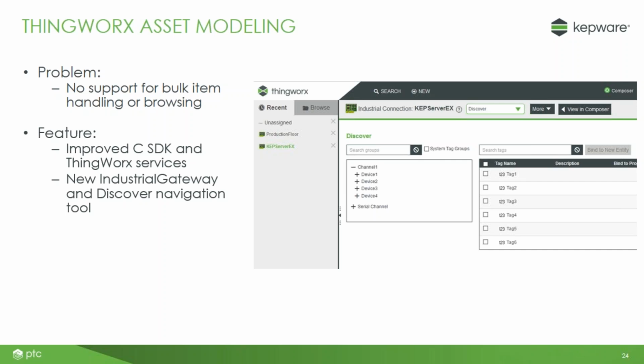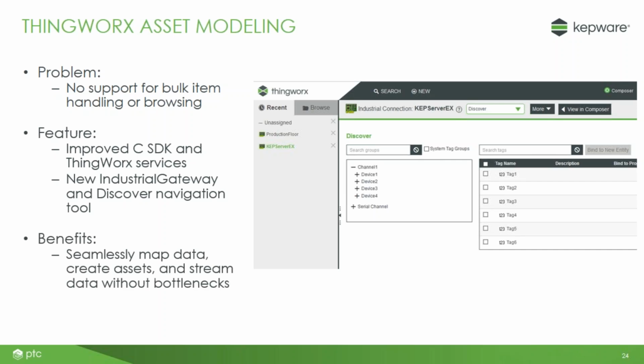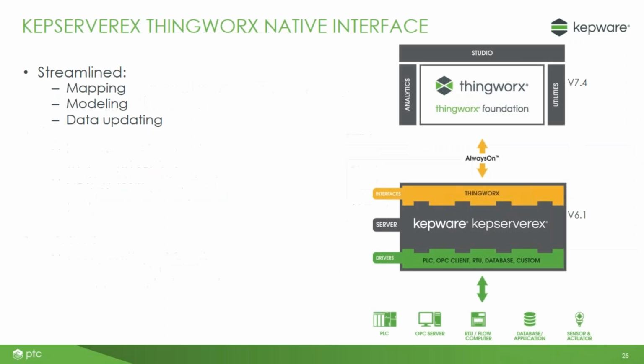And then on the ThingWorks side, they created an industrial gateway and this Discover navigation tool, which just like you would expect with any type of OPC platform, now with this ThingWorks platform, this IoT platform, you can browse through the server, see your channel devices and tags, and attach those to assets. And I'll actually show you that in a demo in a second. So the benefits of this: seamlessly mapping data, creating those assets, and streaming the data in a very robust way.